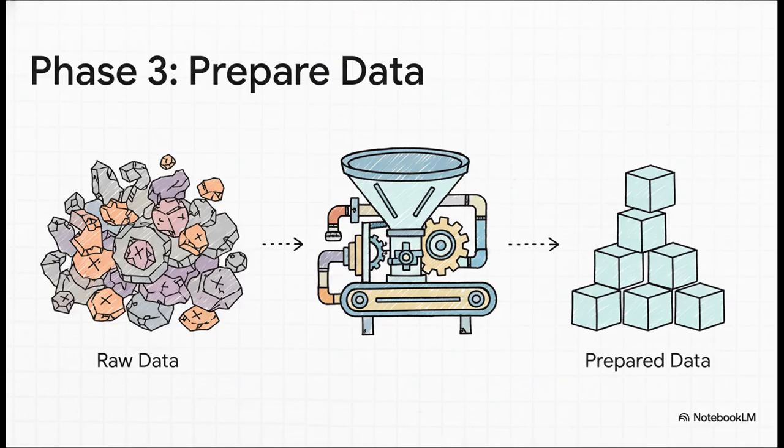But raw materials are almost never ready to use right out of the box. So in Phase 3, data preparation, we have to clean and refine everything. This means getting rid of errors, kicking out duplicates, combining data from different places, and getting it all into a consistent format that our model can actually understand. This is the quality control that makes sure our foundation is totally sound.